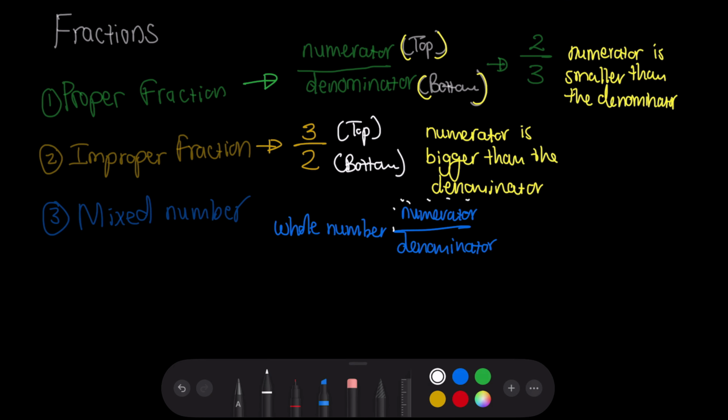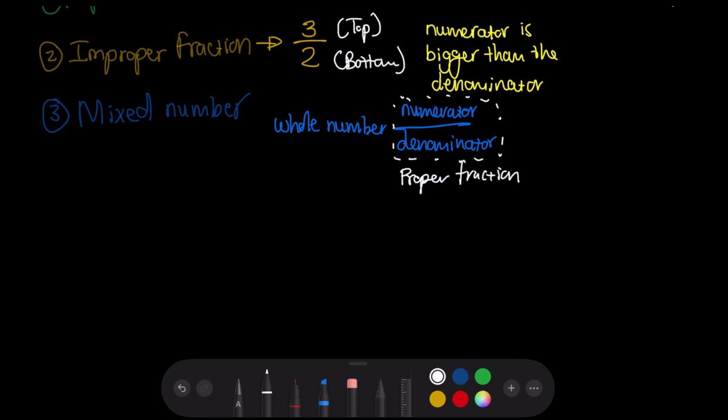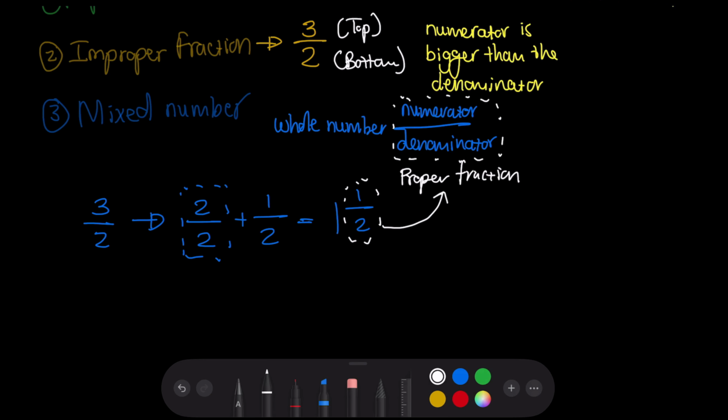So of course, where this right here would be a proper fraction. So to give you an example of a mixed number, you can think of the same number 3 over 2, but written as a combination of 2 over 2 plus 1 over 2. Then we know what 2 divided by 2 is, right? That's 1 and then a half. So this portion of the mixed number is a proper fraction. And then this portion of the mixed number is a whole number. So that's ultimately what a mixed number looks like.